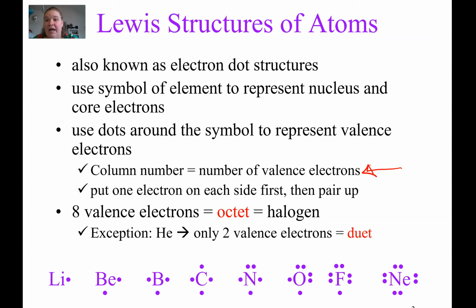So starting at the far left of our periodic table, this is one valence electron, two, and then 3, 4, 5, 6, 7, 8 is the maximum. And speaking of 8 being the maximum, when an element has 8 valence electrons, we give this a special name. It's called an octet. And I realize that there is a typo on this slide, so we're going to cross off halogen. These are our noble gases.